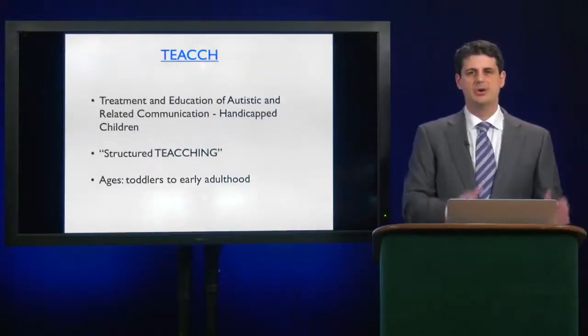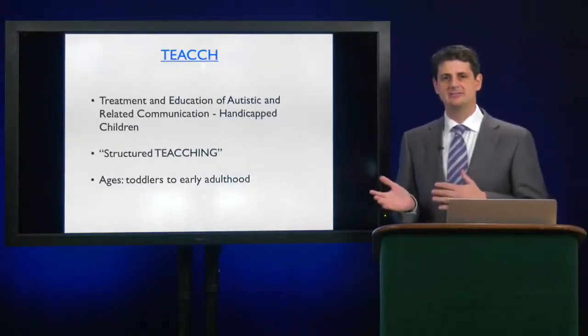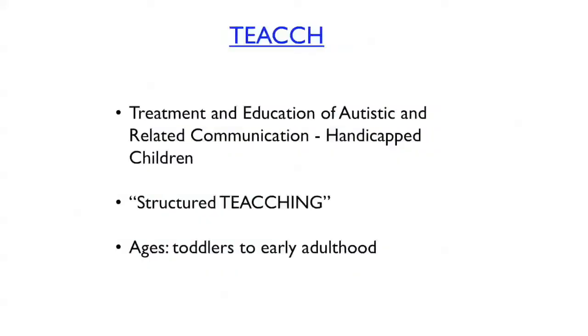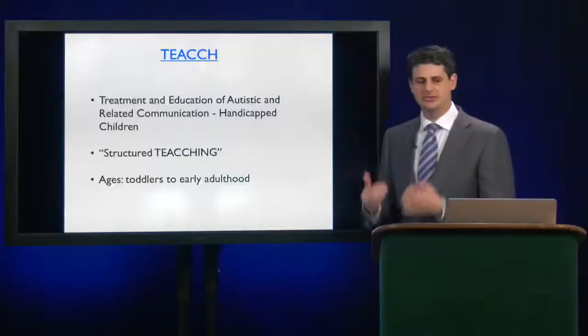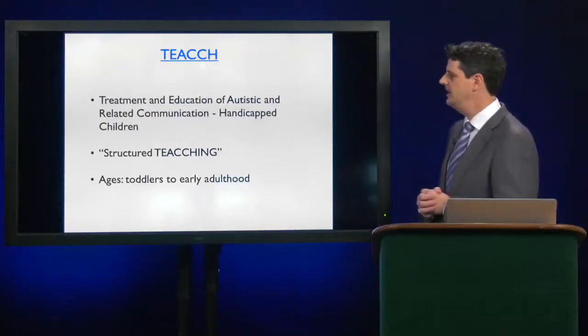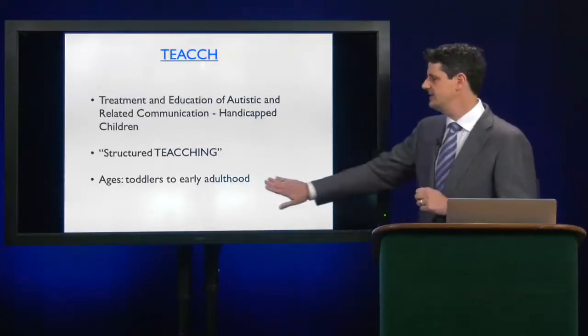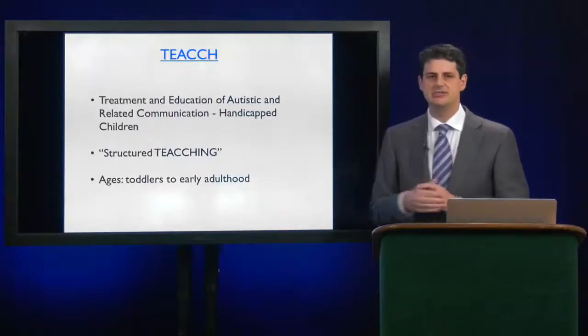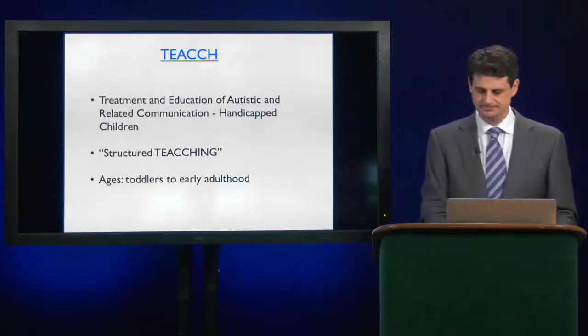Okay, now we're going to move away from ABA-based behavioral therapies and move into TEACCH, which is out of the University of North Carolina. It stands for Treatment and Education of Autistic and Related Communication Handicapped Children. And if you think about one concept with TEACCH, I want you to remember structure, okay? Structured environment, structured schedules, structured teaching. And this therapy has been around for a long time, since the 70s, and it's been applied to a wide range of patients with autism from toddlers into adulthood.